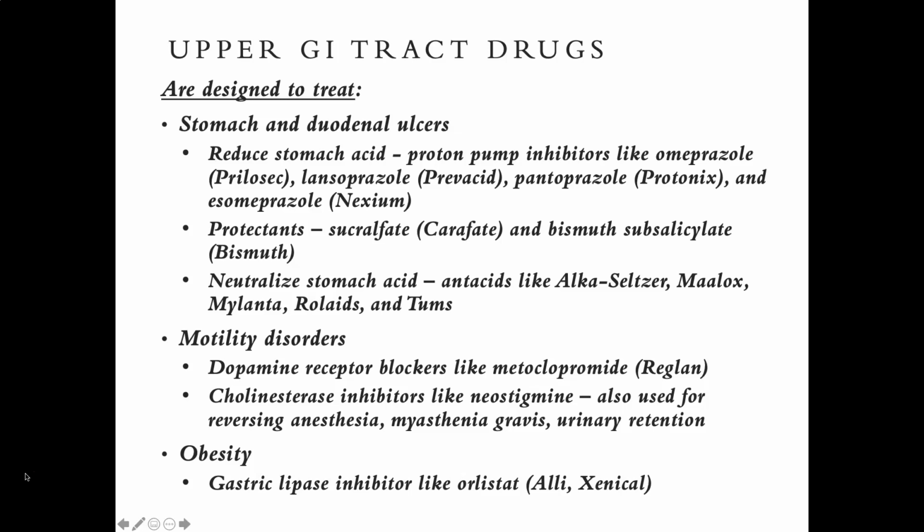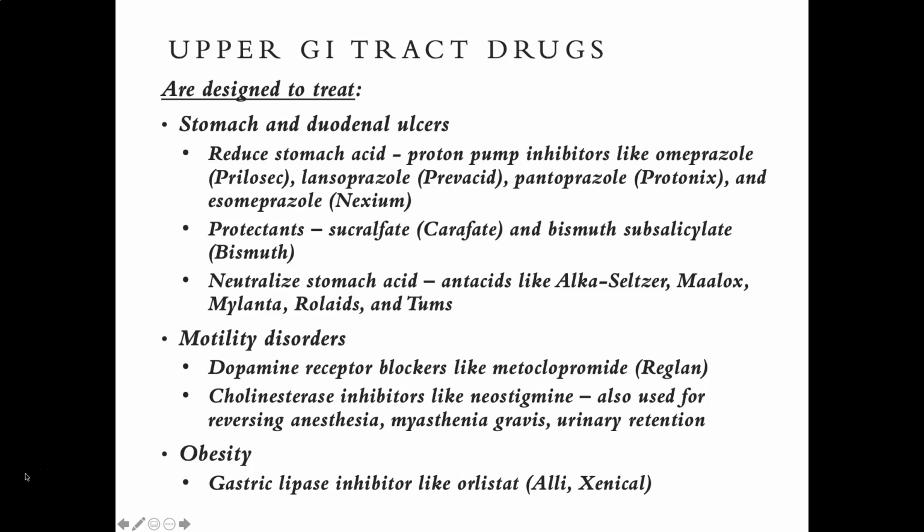And under reduced stomach acid, I want you to know the brand names: Prilosec, Prevacid, Protonix, Nexium. When it comes to the protectants, you have sucralfate and bismuth subsalicylate. I can't spit that one out. Sorry, Carafate and bismuth. So please make sure you know protectants are Carafate and bismuth. When it comes to neutralizing stomach acid, that's where you run into the antacids like Alka-Seltzer, Maalox, Mylanta, Rolaids, and Tums, and those are all brand names. So make sure you memorize the brand names and you know what they are and what they do.